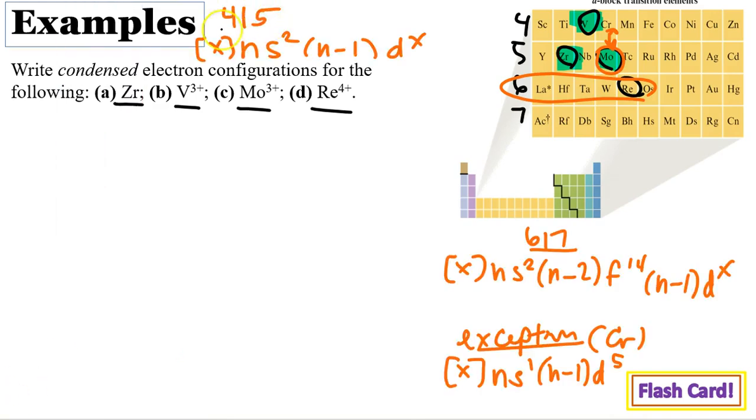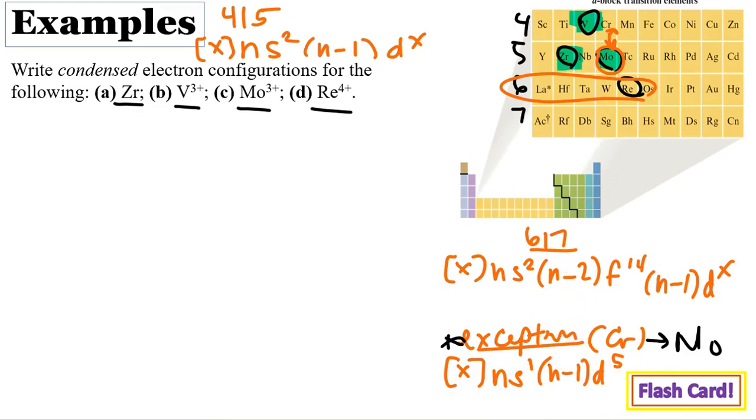Okay, so period 4 and 5, like we see for these three here, are going to be our noble gas, ns2, (n-1)d^x. But we do have an exception that we're going to be using for Mo, which is going to be very similar to chromium, where we have our noble gas, ns1, (n-1)d^5. Okay, folks? So that's what we have there.